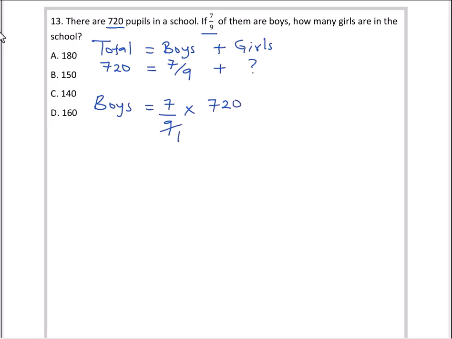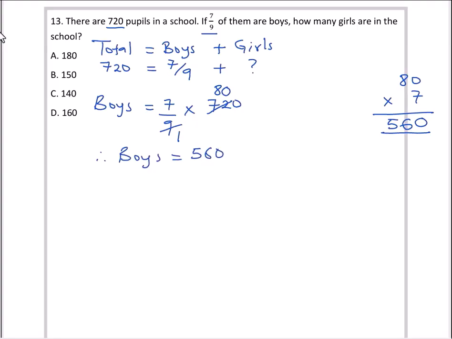So 9 here is 1, 9 into 72 is 8, then we'll just bring 0 up. So we can now do 7 times 80. 7 times 0 is 0. And then 7 times 8 is 56. So we have 560 boys in this school. So therefore boys equal to 560.